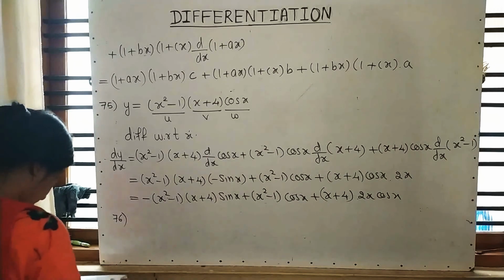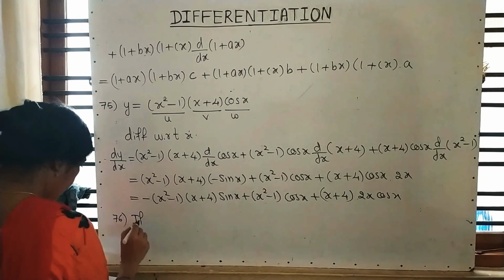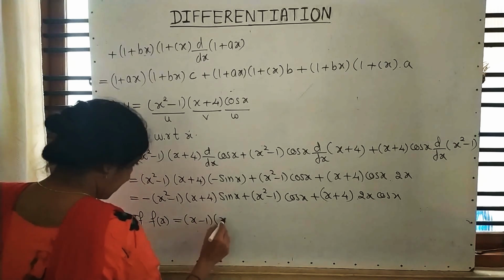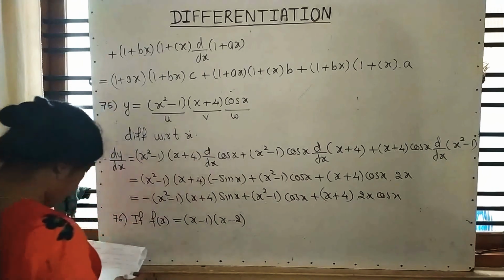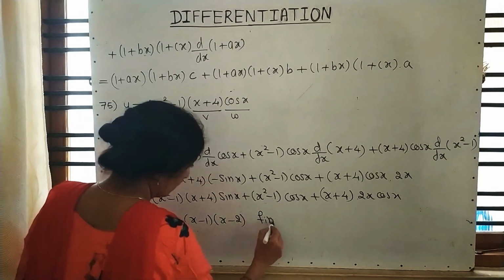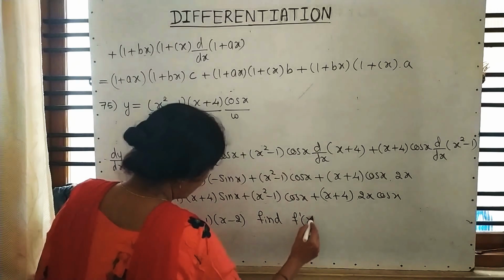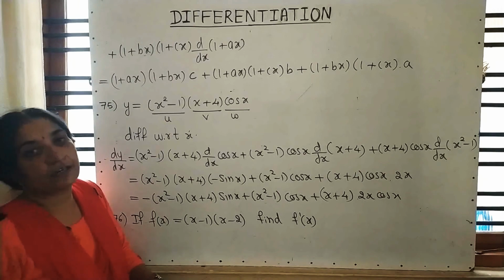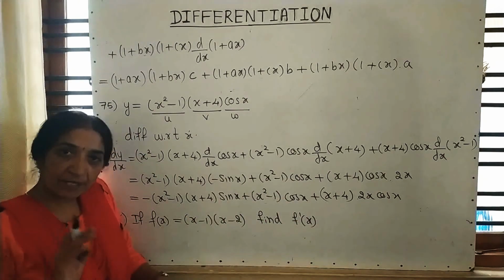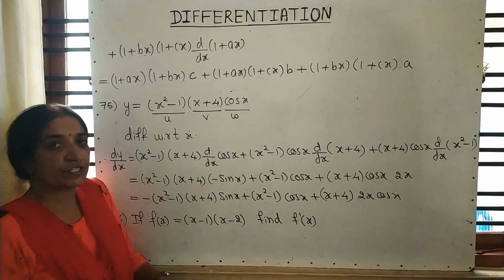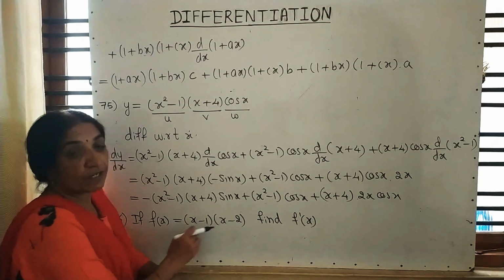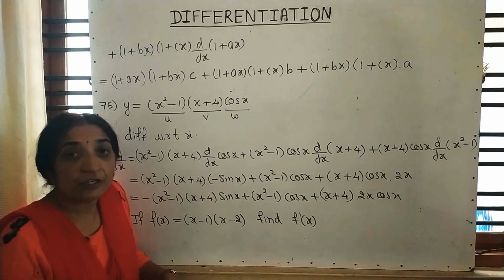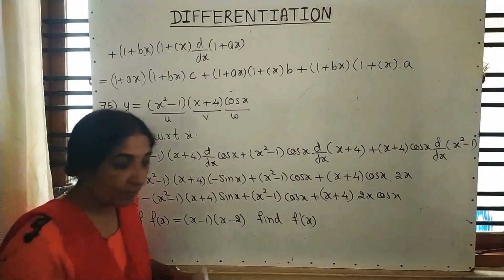Question number 76. If f of x is x minus 1 into x minus 2, find f dash of x. See the students, if the question is like this, don't get the confusion. F dash of x is nothing but differentiation. That means you have to find the first derivative. Here the terms are very simple. You can remove the bracket and multiply, or you can apply u into v. In both the cases you will get the same answer.